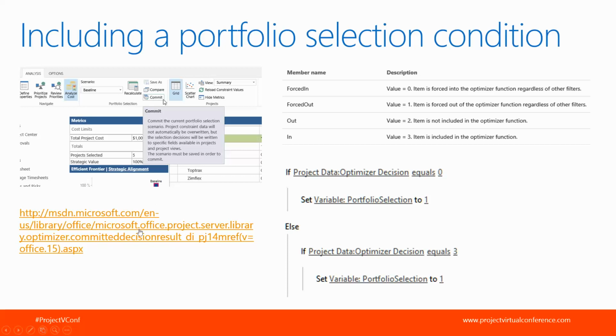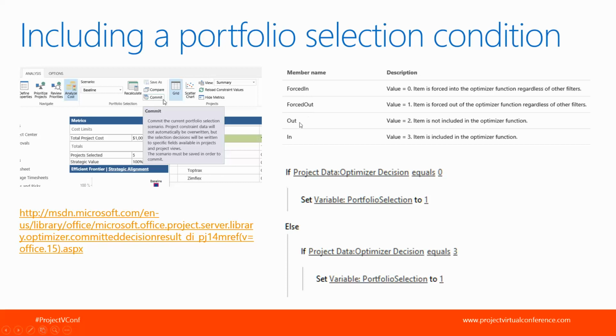There's a good MSDN article about how the values in the application are stored based on someone either forcing in a project, forcing it out, just regularly having a selection on it, or regularly not having a selection. So there's really 4 cases. Is it forced in?